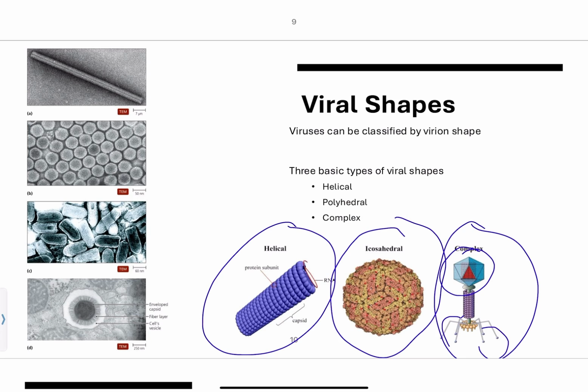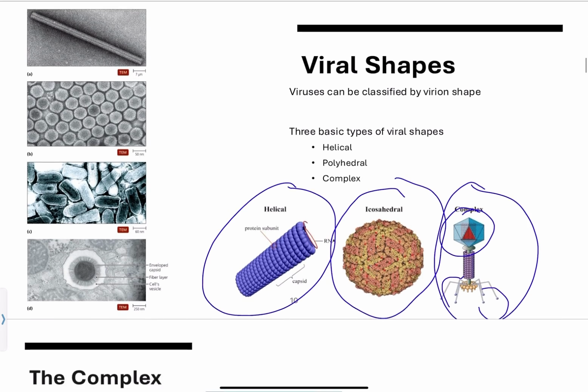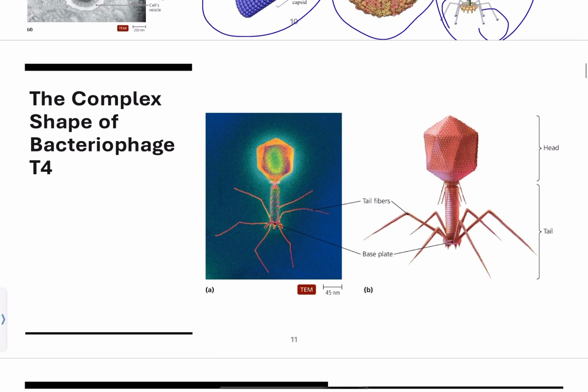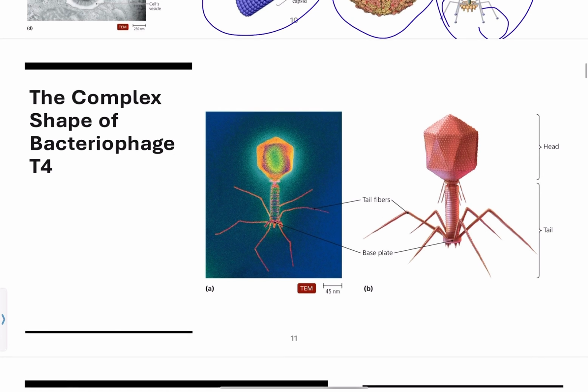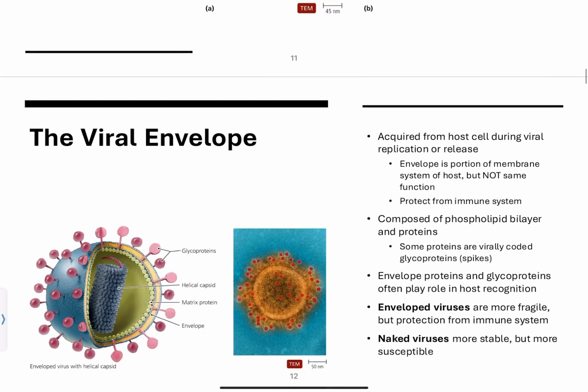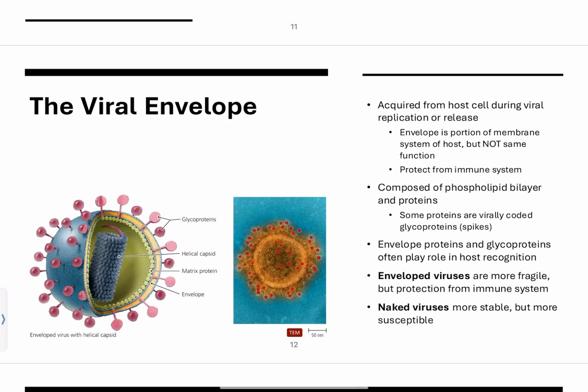So its shape is also going to influence how the virus attaches and how it enters cells, how it is recognized by the immune system, and also how it's going to be assembled inside of the host. And this is just showing you the complex shape of bacteriophage T4, and this is really a classic example.